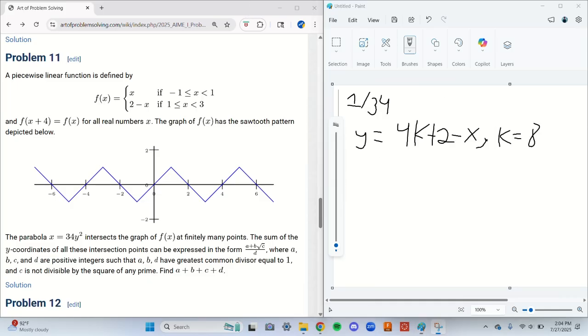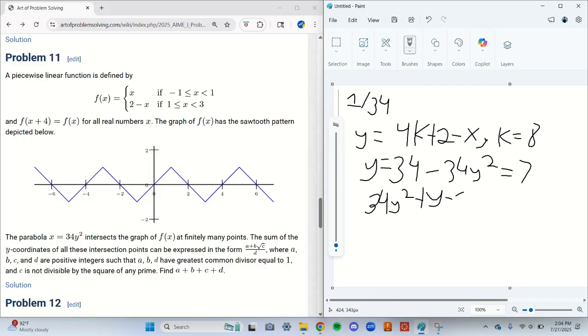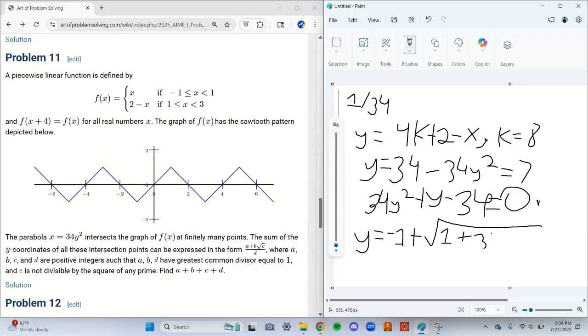So let's do that real quick. Okay, so let's plug in k, so we have y equals 34 minus x, and from the parabola's equation, x equals 34y squared. So we'll have minus 34y squared. Now let's move the 34y squared over. We get 34y squared plus y minus 34 equals 0. And now we can just calculate the positive root using the quadratic formula. So y equals negative 1 plus or minus the square root of b squared minus 4 times negative 34 times 34, plus 34 squared times 4, all over 68.